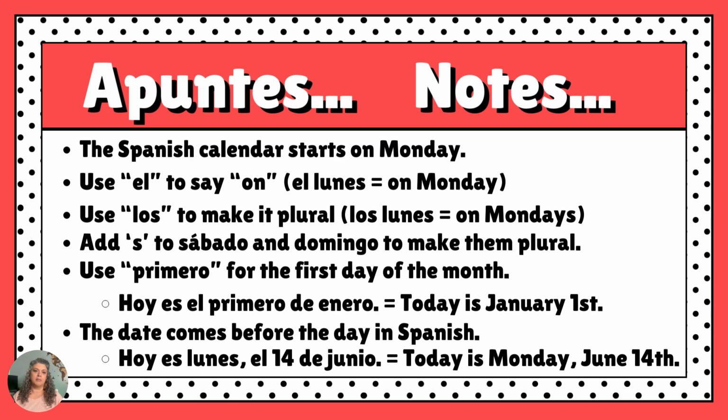And then, last but not least, in Spanish, the date comes before the month. And if you look at the example on the screen, it says hoy es lunes, today is Monday, el 14 de junio, the 14th of June, or we translate it to the 14th of June. But most of the time in English, we would say June 14th. So today is Monday, June 14th. So you will need to remember that the date goes in front of the month in Spanish.